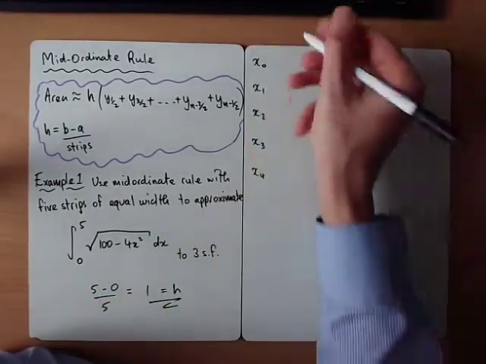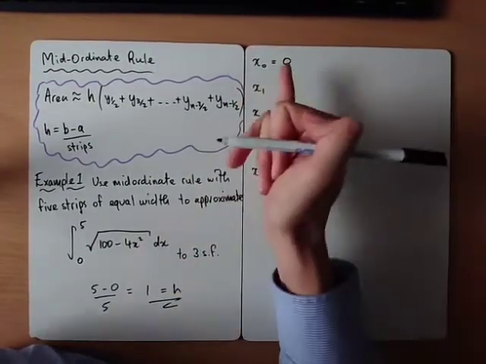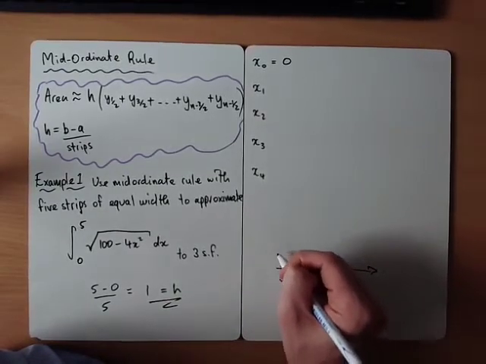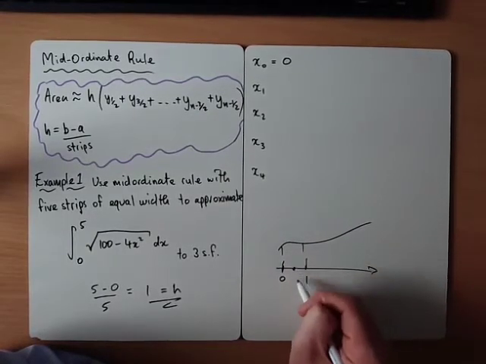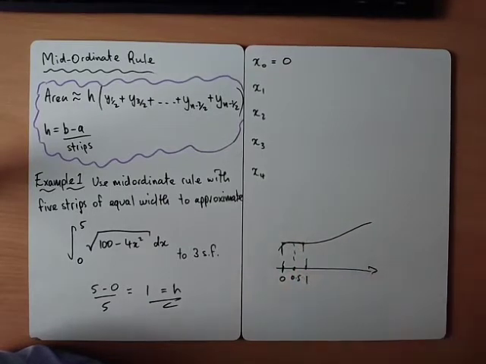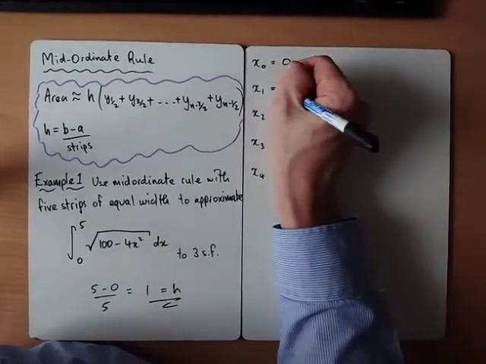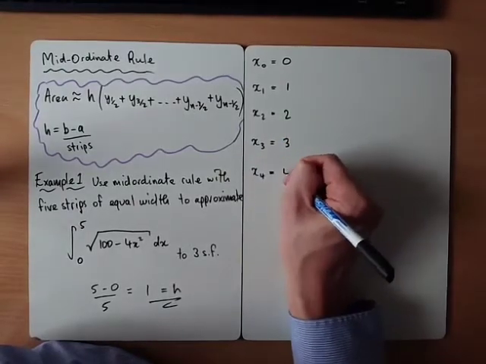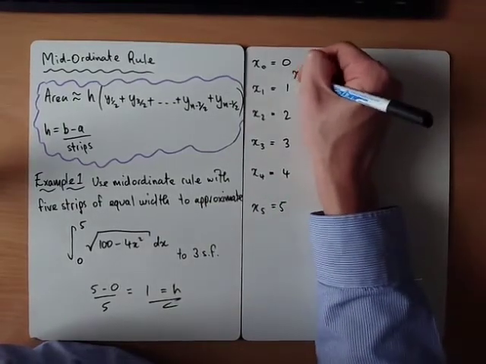So what's your x naught? X naught would be 0, but remember we don't sub that in. If you want to visualize this, if you start at 0, whatever the function looks like, and then the next one would be at 1, but we want to sub in 0.5, because remember we're trying to get this rectangle, so we're always using the mid-ordinate, we don't use the actual original ordinate. So x1 would equal 1, x2 would equal 2, x3 would equal 3, x4 would equal 4, and x5 would equal 5.